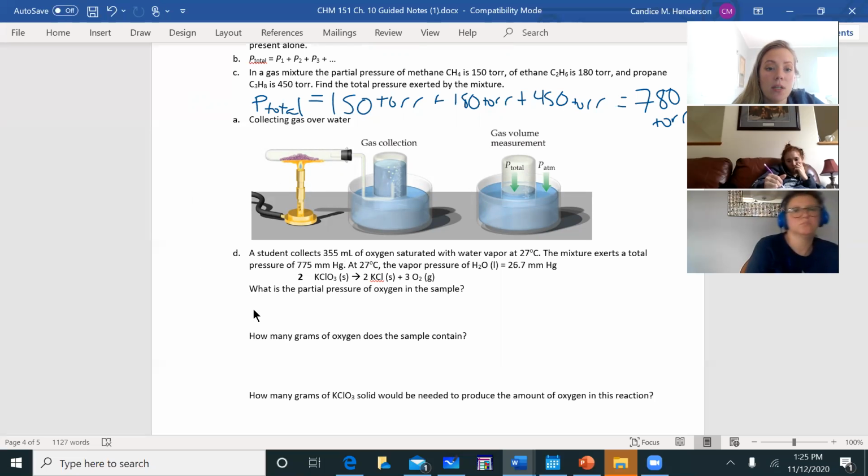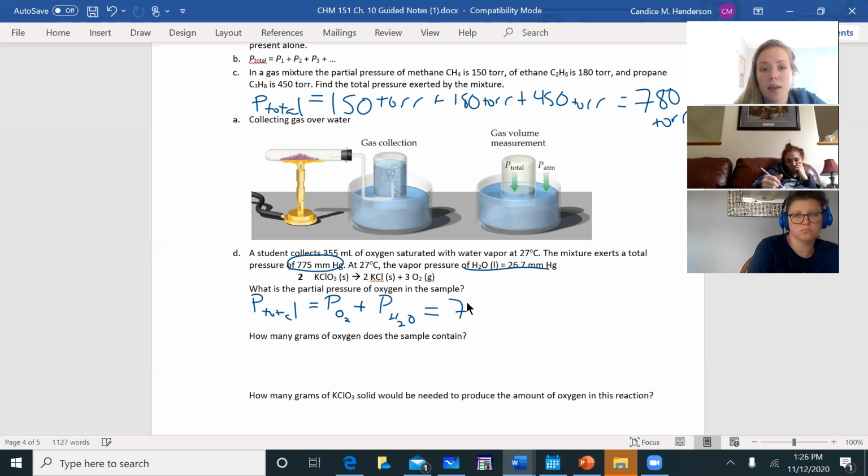If I was to write an equation, it would be P total is going to equal the pressure of the oxygen plus the pressure of the H2O. This value, again, is coming off of an appendix somewhere, so that information would be given to you. I wouldn't expect you to know the vapor pressure of water for every temperature. So we know our total value is this.